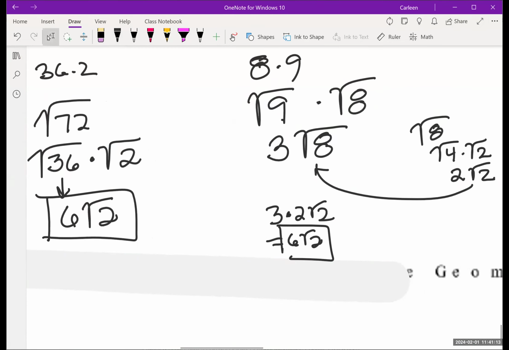Do you see how much harder that is? That is way harder. So you want the biggest perfect square and the leftovers. Yeah, and confusing.